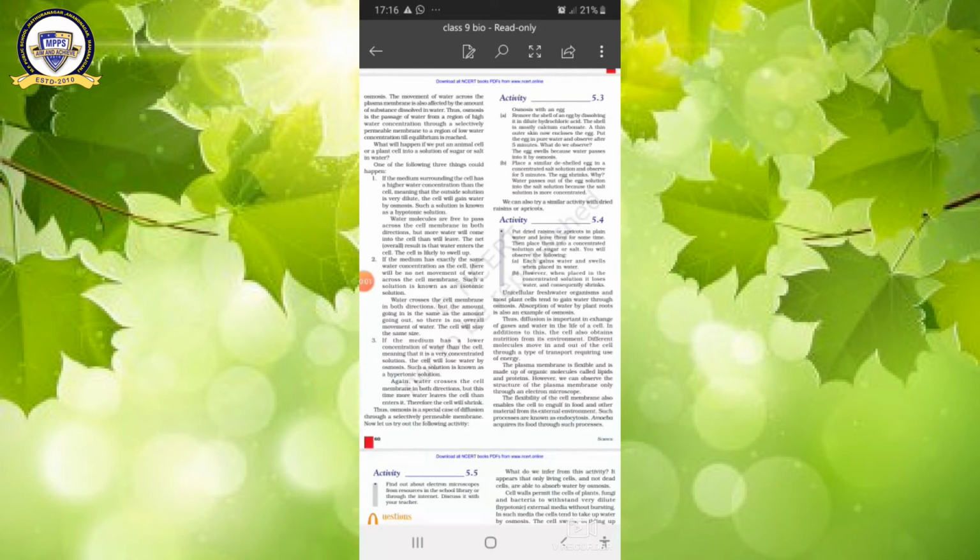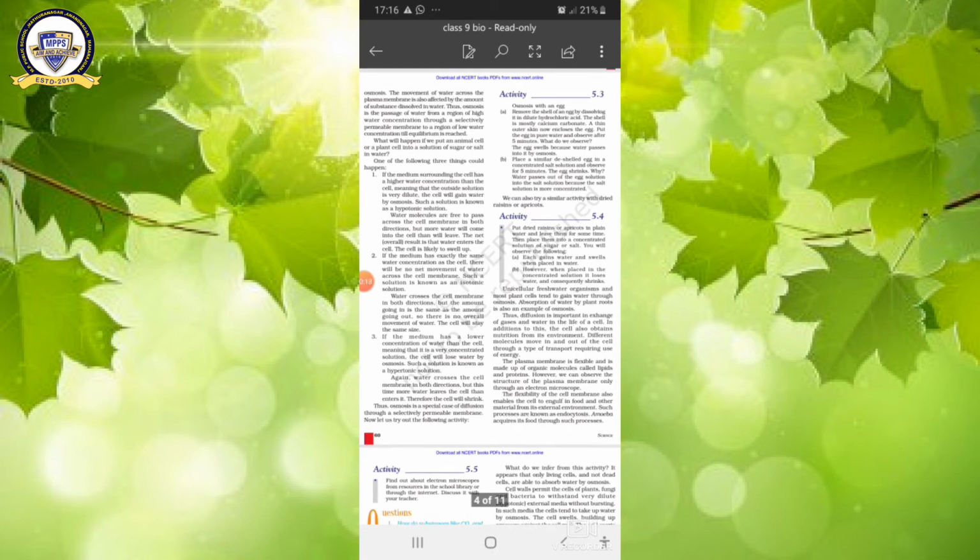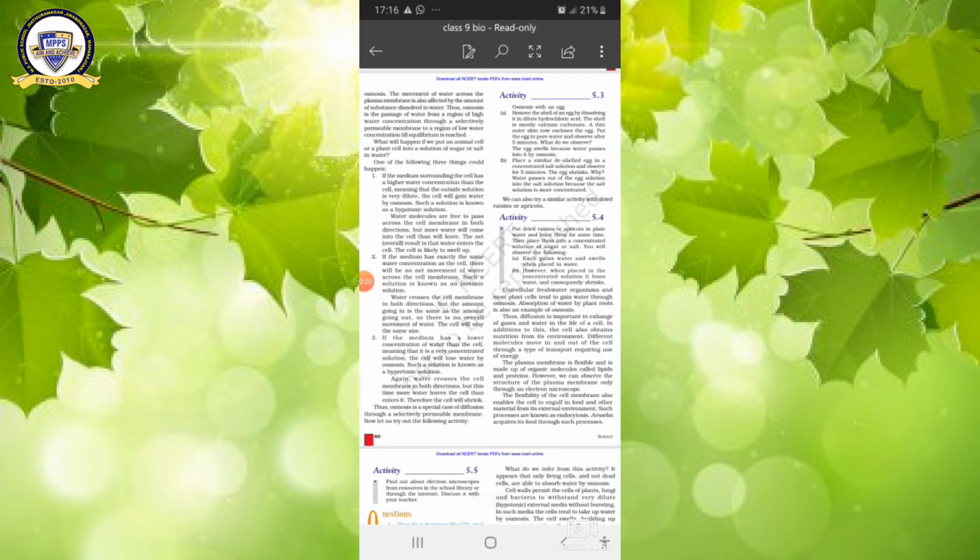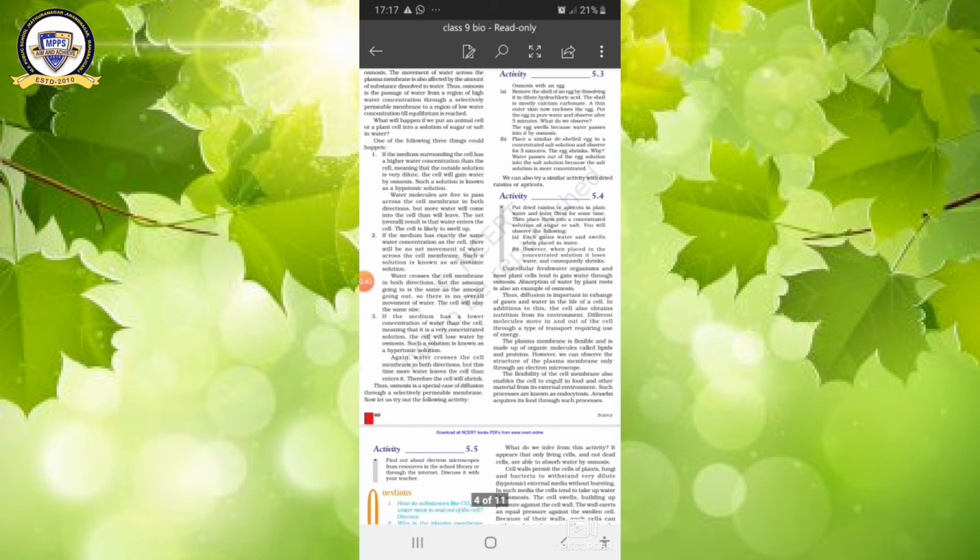So, what is osmosis? The movement of water across the plasma membrane is also affected by the amount of substance dissolved in water. Thus, osmosis is the passage of water from a region of high water concentration through a selectively permeable membrane to a region of low water concentration till equilibrium is reached. What will happen if we put an animal cell or plant cell into a solution of sugar or salt in water?